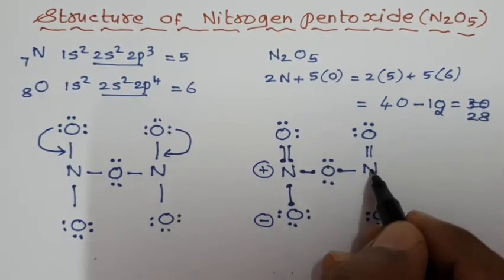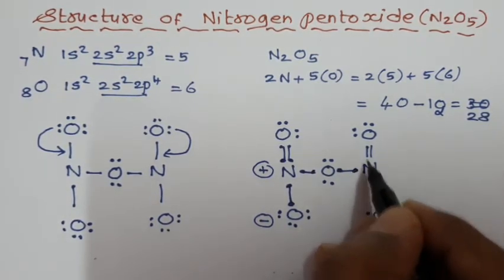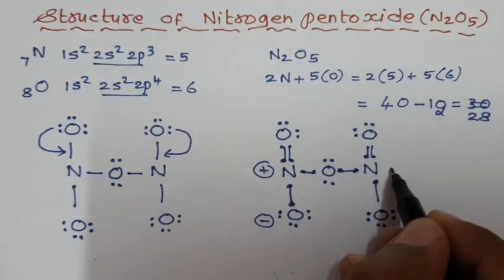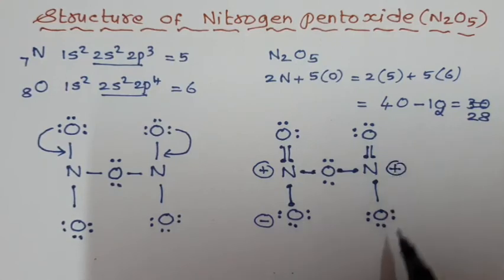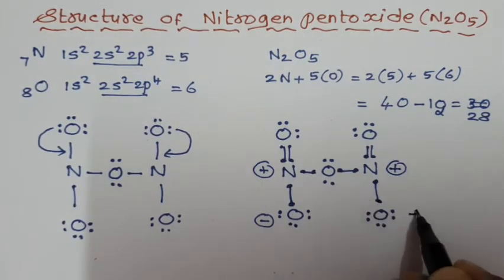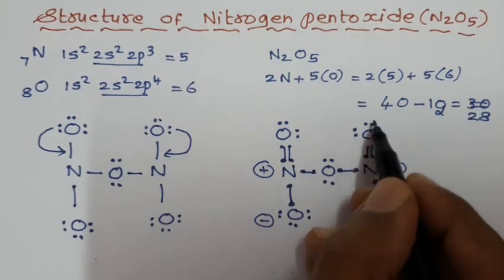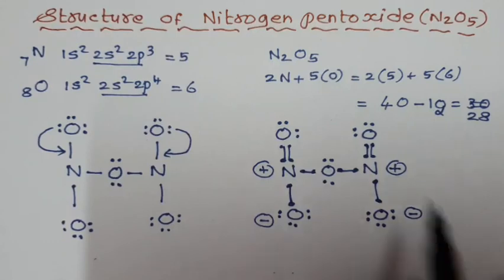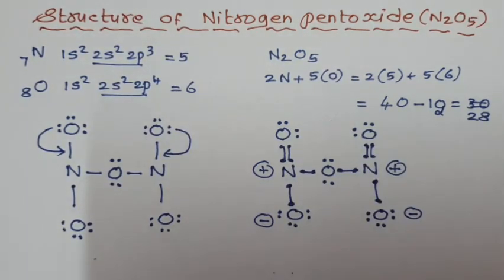And this nitrogen: 1, 2, 3, 4 only, a shortage of 1 electron, indicated by plus. Come to this oxygen: 2, 4, 6, 7, negative charge. This oxygen: 2, 4, 5, 6, so there is no plus or minus on this oxygen atom. This is the structure of nitrogen pentoxide, or dinitrogen pentoxide. Thank you very much.